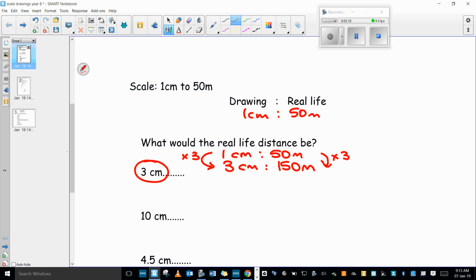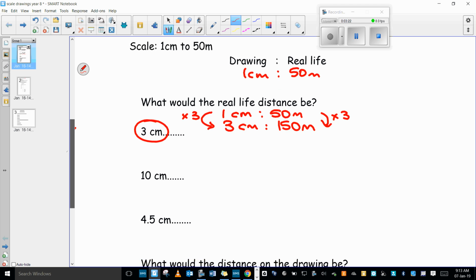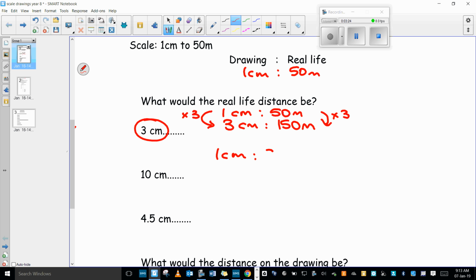So back to the next one. Again, go back to our original 1 to 50. This time it's 10 centimetres. So what are we doing this time, Maya? Multiply by 10. So we're going to multiply that by 10, and what do we get? 500. 500 what? Meters. Good.